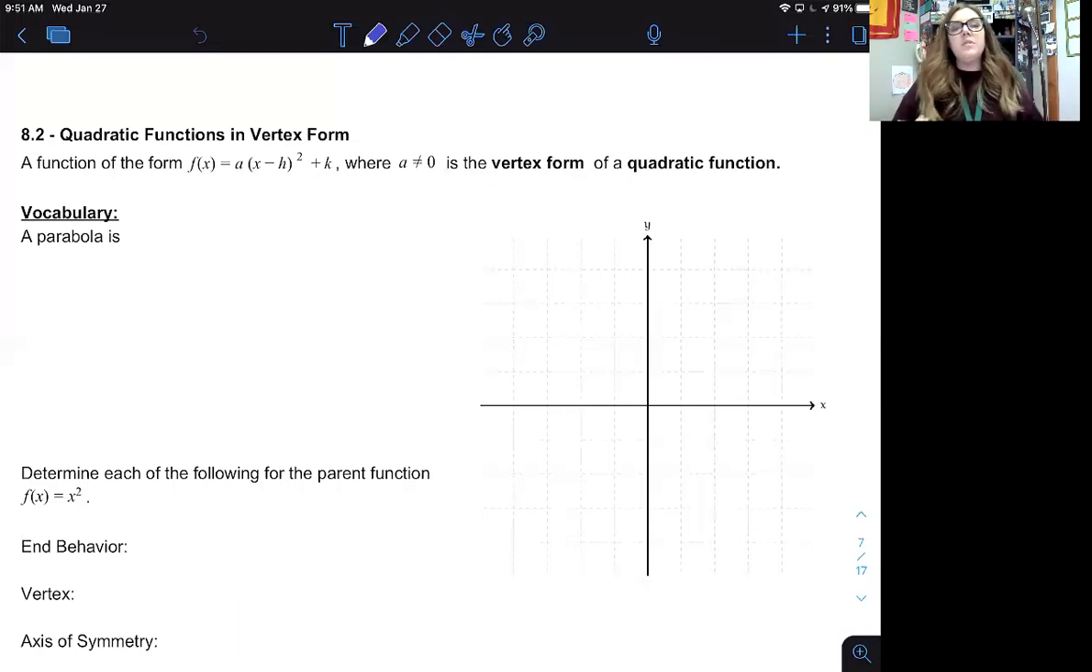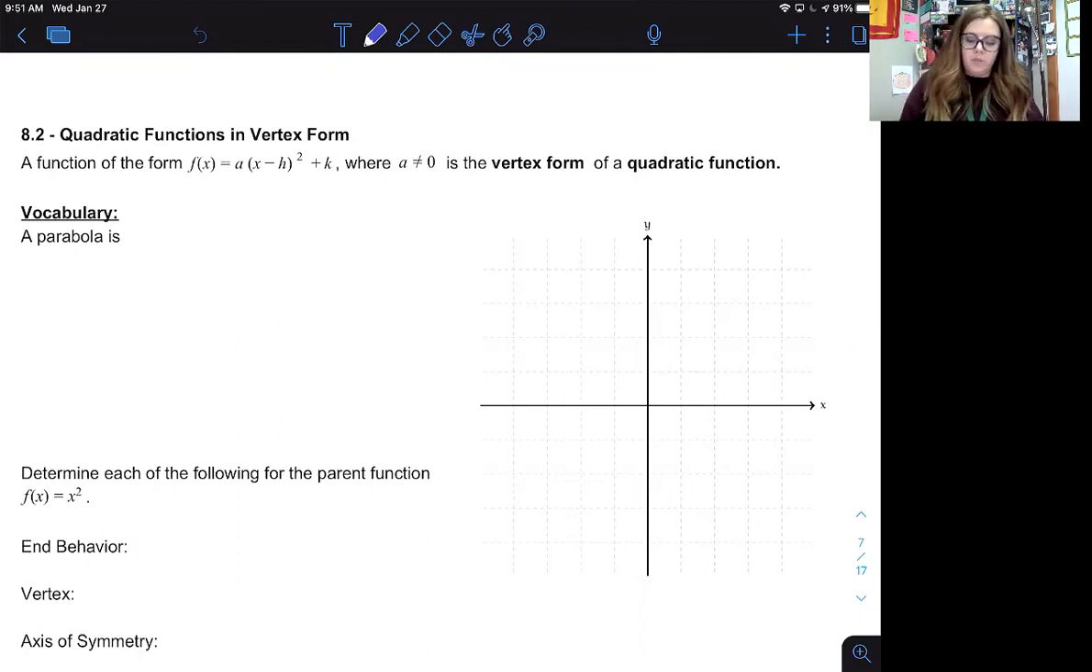All right, so today we're going to start looking at another type of function. We've reviewed the absolute value function, which gives us a V-shaped graph. Today we're going to be looking at quadratic functions, which means we have a degree of 2. We're going to focus on the vertex form of the quadratic function.